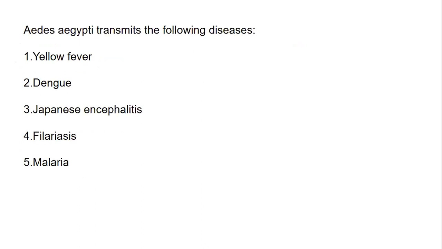Aedes aegypti transmit the following diseases. The options given are yellow fever, dengue fever, Japanese encephalitis, filariasis, and malaria. Aedes transmits yellow fever, dengue fever, and filariasis. Filariasis is transmitted by almost all the vectors like Anopheles, Aedes, Culex, and Mansonia. So the answer here will be Japanese encephalitis and malaria.